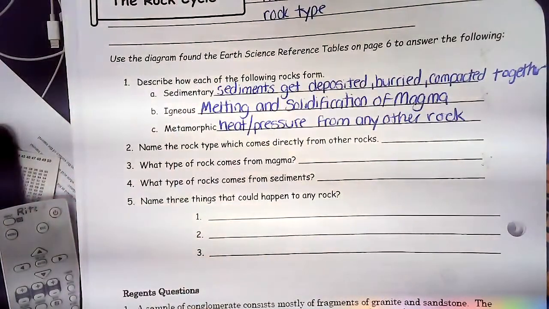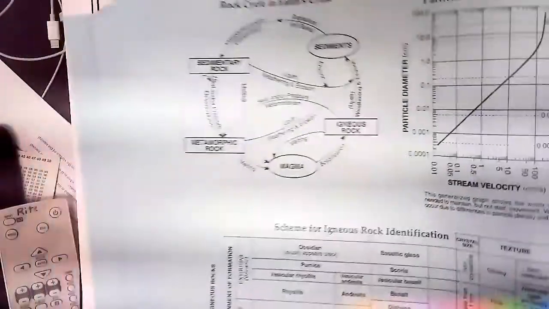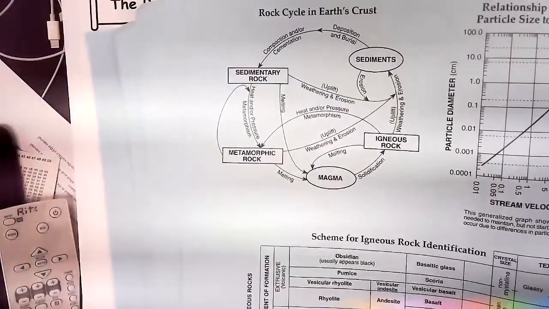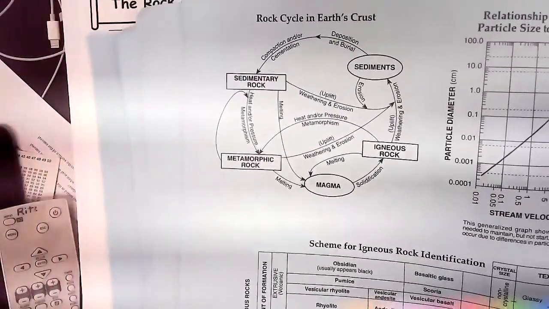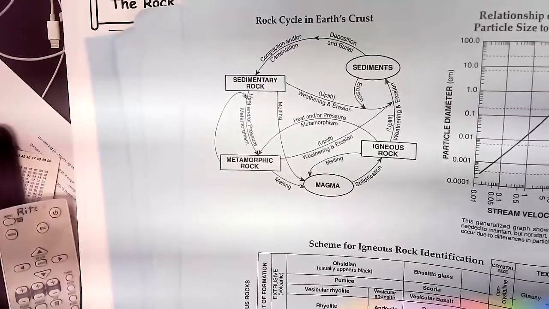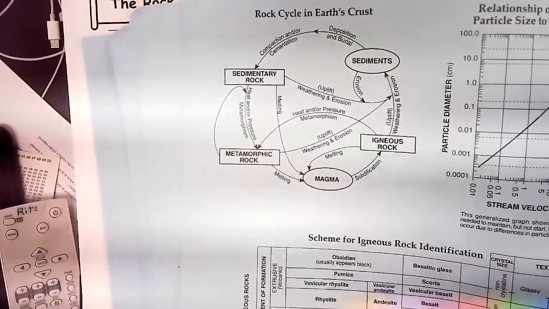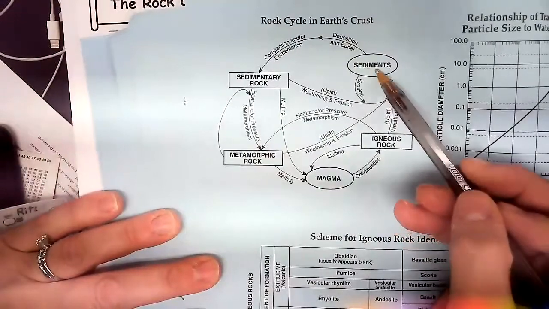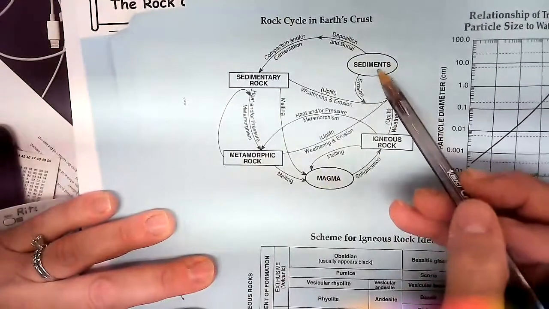Name the rock type that comes directly from other rocks. So first of all, you got to realize what directly means. Means it doesn't make any stops. It goes directly from one rock to another. It doesn't make a pit stop. By a pit stop, these are the two pit stops I mean.